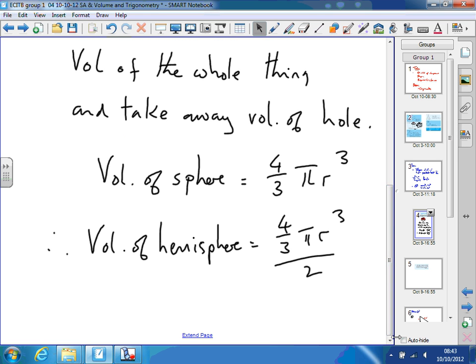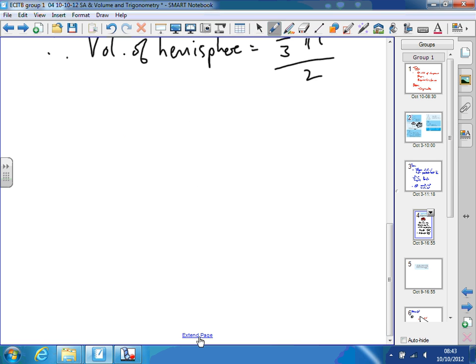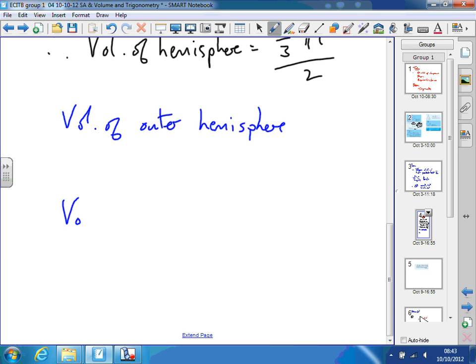So the next stage, find the volume of the outer sphere, if you like, rather than the whole thing. Outer hemisphere. And then you do your calculation, and then the volume of the inner hemisphere. Do your calculation.